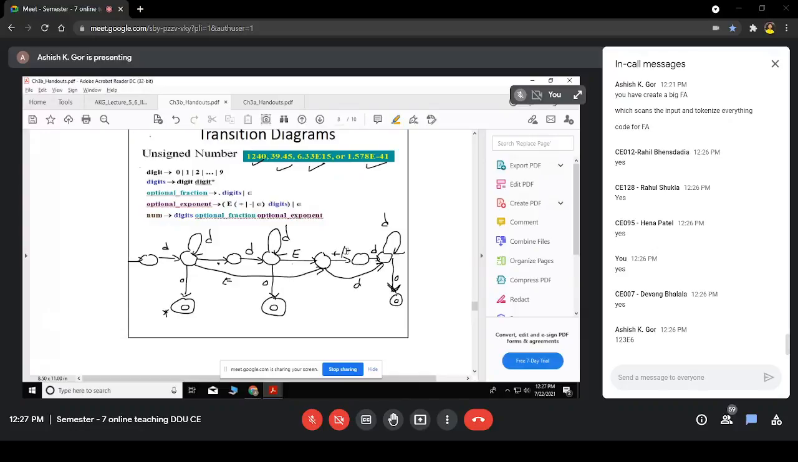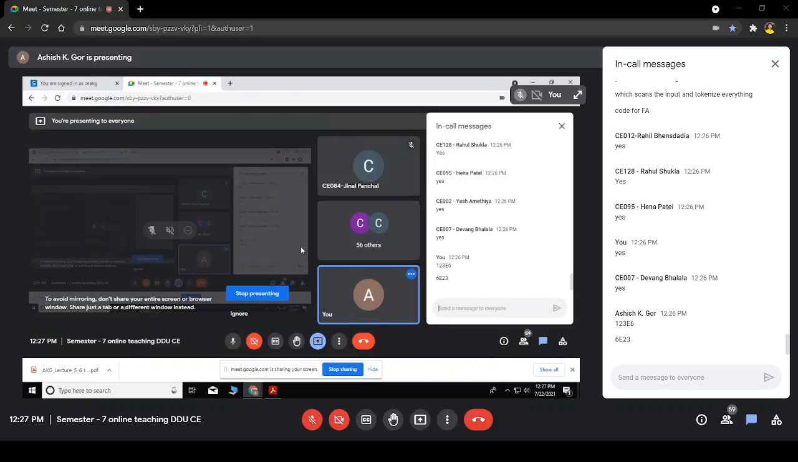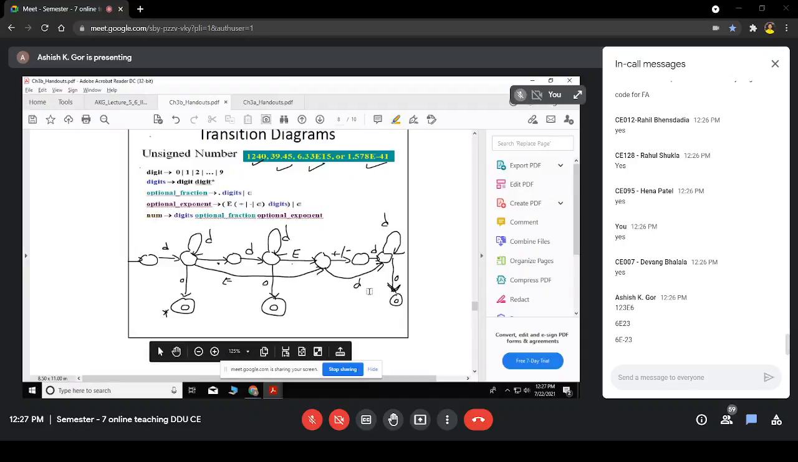But if it is plus or minus, let's say 6e minus 23, the 6 will match here as a digit, so you will come here, then e, you will come here. Then for minus 23, the plus or minus, you will come here, then 2 will be a digit, 3 will again be a digit, and when you get other, you will be accepted. So you have to take a transition on e from this state.